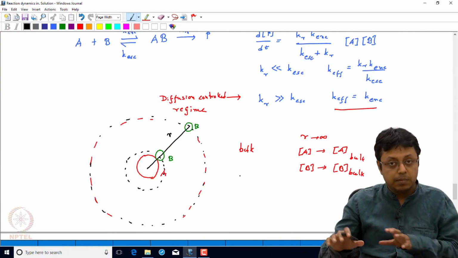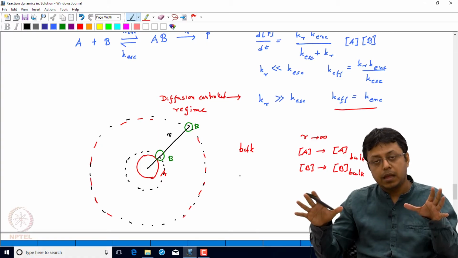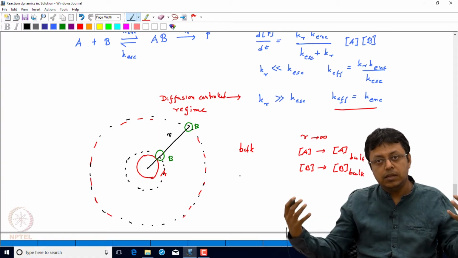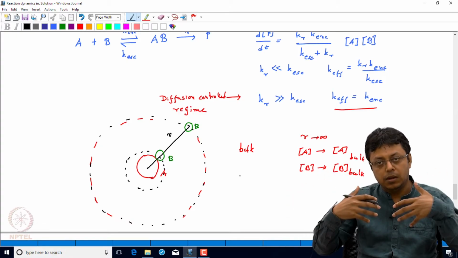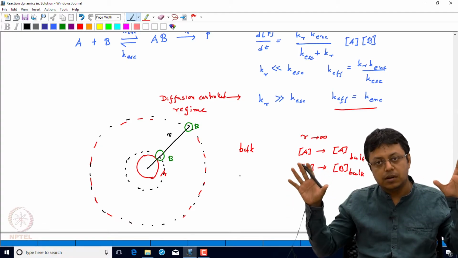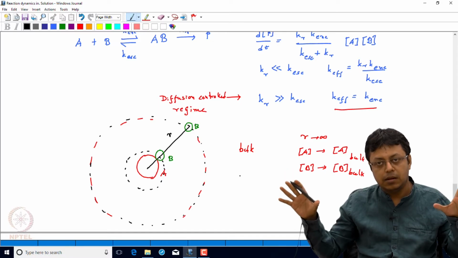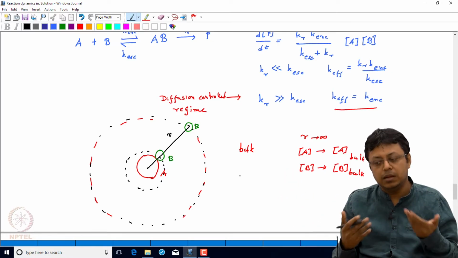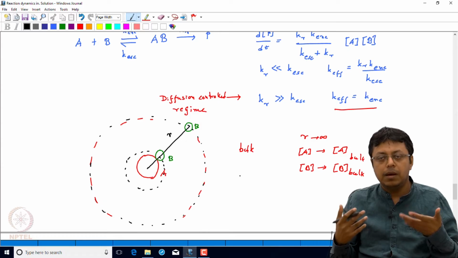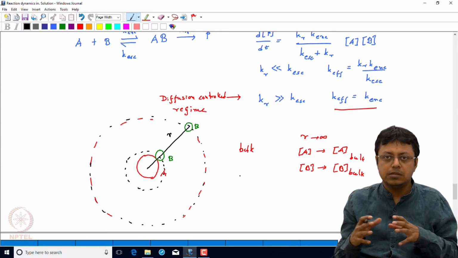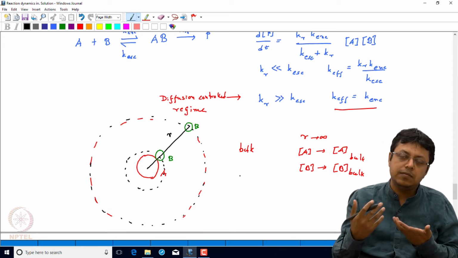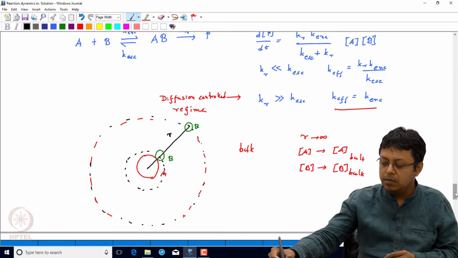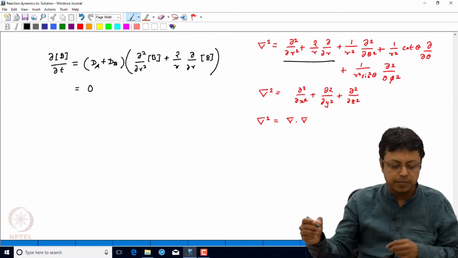The way we should think about it now is that there is a bulk concentration which is very high, and then there is a reactive zone, and within the reactive zone the reactants are continuously flowing in. Of course the reactants are being depleted in the bulk due to diffusion, but we are assuming that A bulk and B bulk do not change because the concentration is too high. Only in the vicinity of A is B changing, and similarly in the vicinity of B, A is changing.